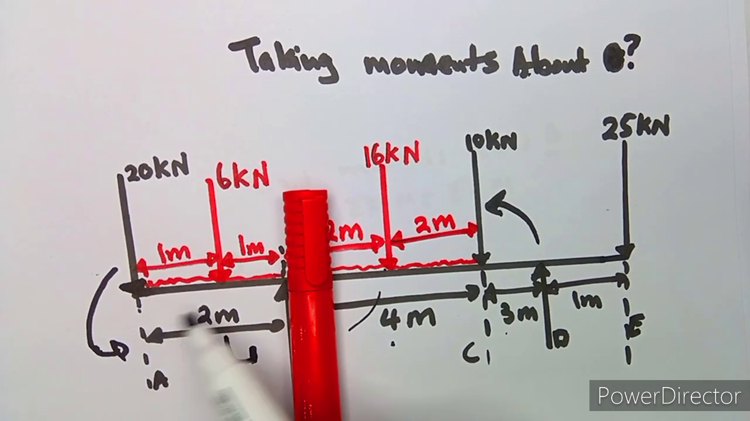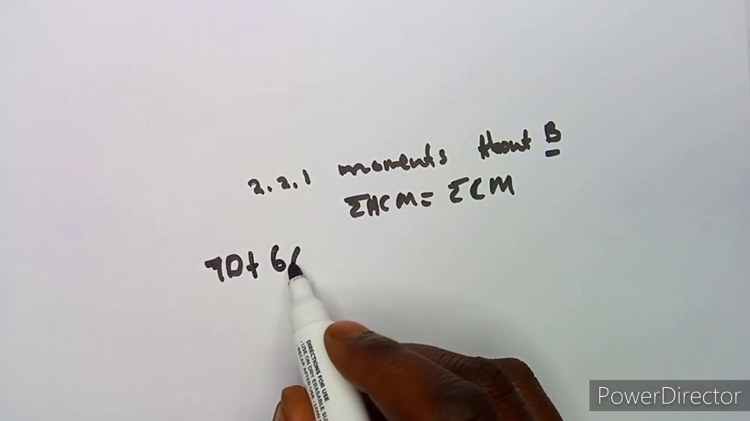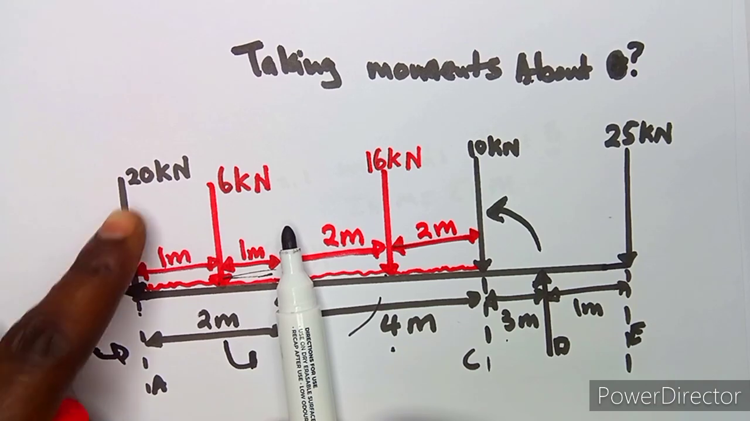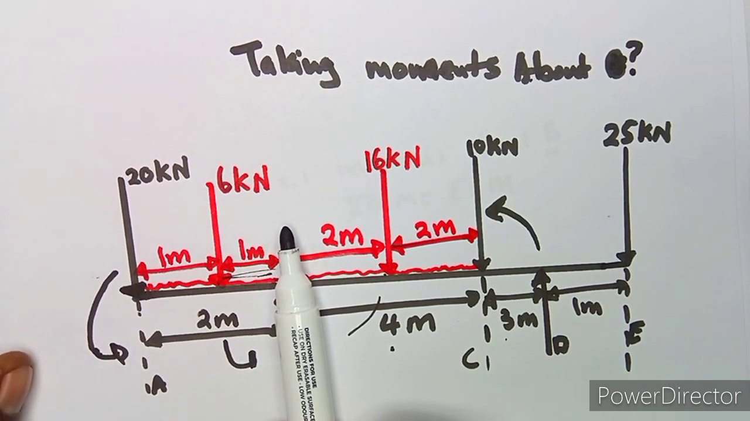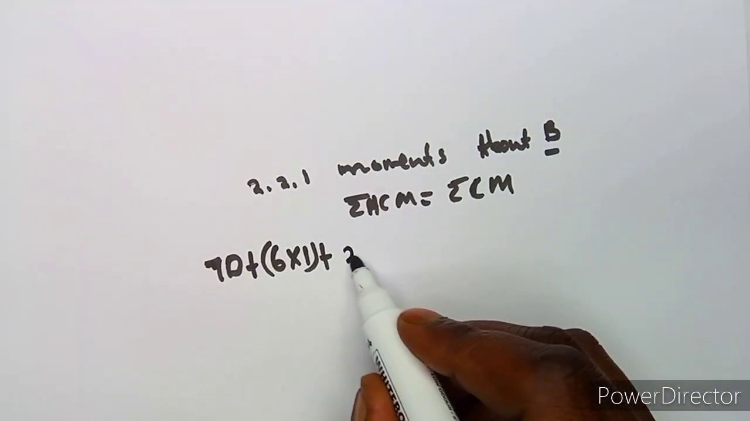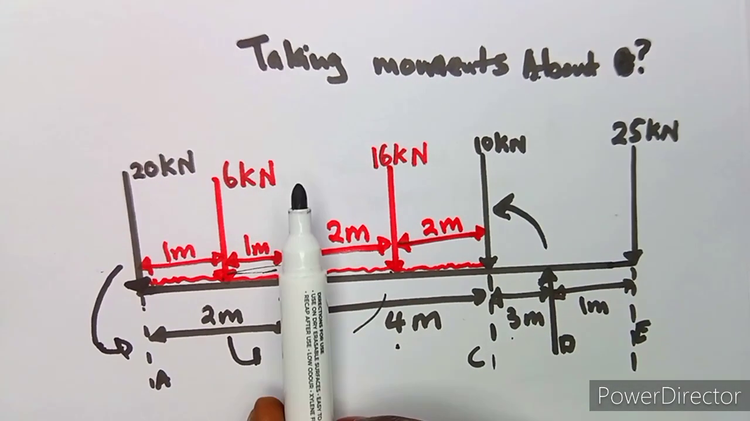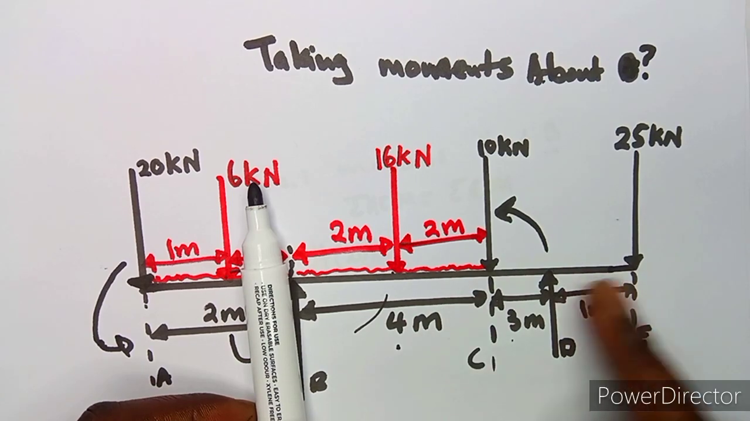All these are moving in this direction, which is clockwise. So we are going to add these two on the anti-clockwise, which is 6 back to B here, 6 times 1. So it's going to be 6 times 1 plus 20 back to B, which is 2 meters in between, so it's 20 times 2. All right, so we're going to add 20 times 2. So we are done with the ones which are on the anti-clockwise. Then we move to these ones which are going this way, which is clockwise.